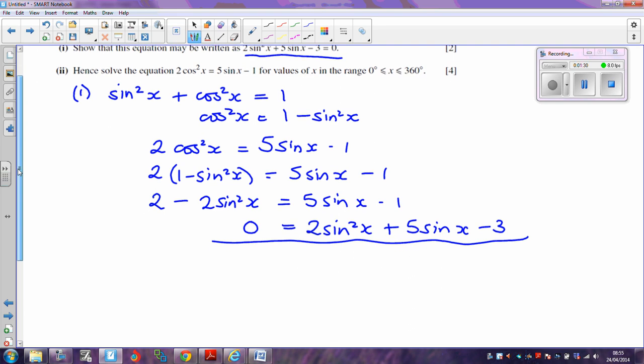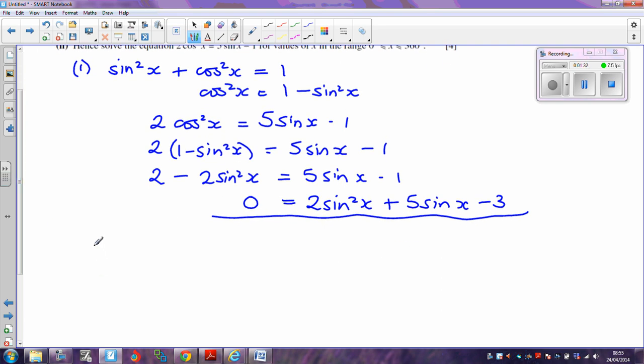Okay, next thing I'm asked to do is hence solve the equation. Now hence means that I must use what I've just found. So I'm going to take this equation and I'm going to factorise it. Now you could just factorise it directly. Some people like to rewrite it as something like 2x squared plus 5x minus 3 is equal to 0, just to make it a little bit easier to factorise.